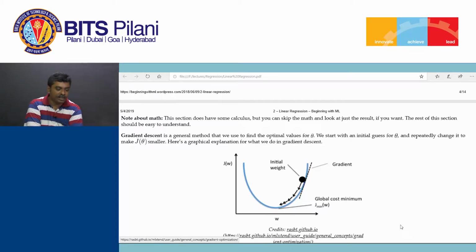So the question is, how do we do it? Your loss function, since everything depends on how good your parameters are estimated, is actually a function of all your parameters. Okay, so in higher dimensions, how does it look? It looks like a soup bowl, isn't it?